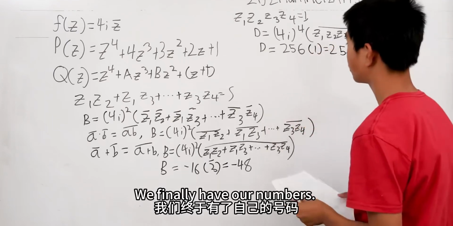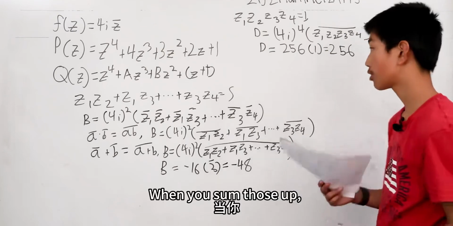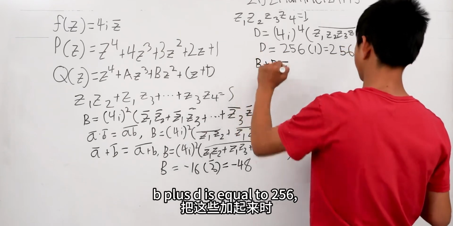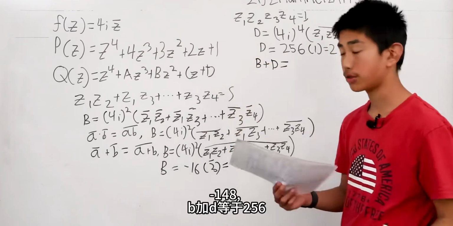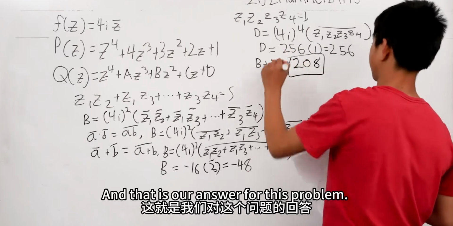We finally have our numbers. d is 256, b is negative 48. When you sum those up, b plus d is equal to 256 minus 48, or 208, and that is our answer for this problem.